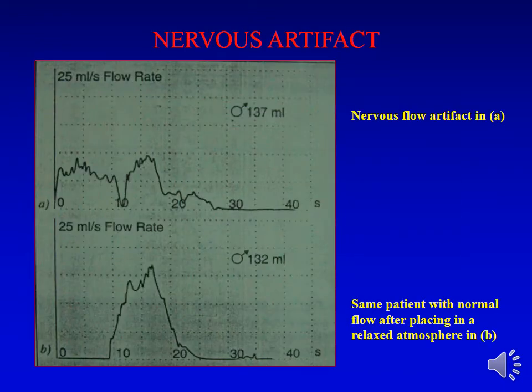This is a nervous artifact, quite commonly seen. The patient comes into the room to do a uroflow, very, very nervous, can't pass urine very well, very poor flow. This is the same patient with the two uroflow tracings. The first above is the nervous artifact, but when you repeat it, it's a normal flow.